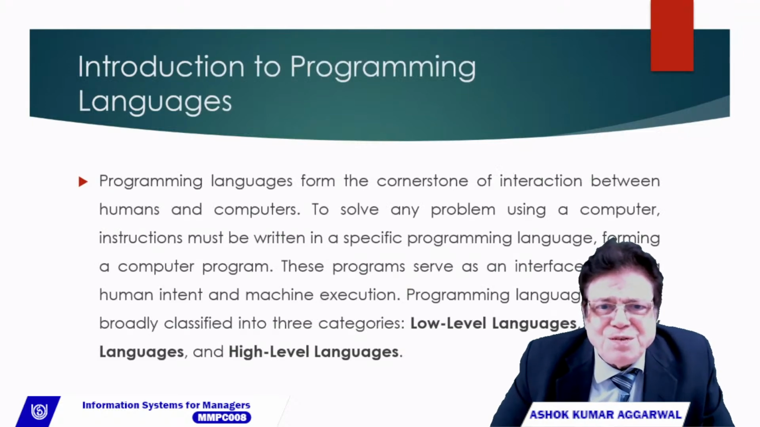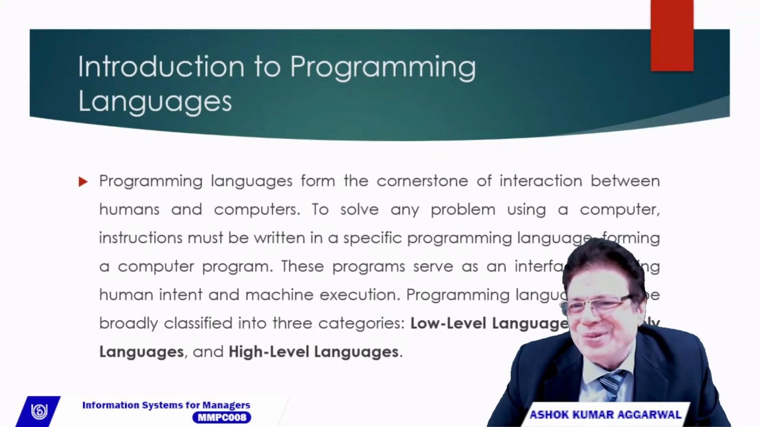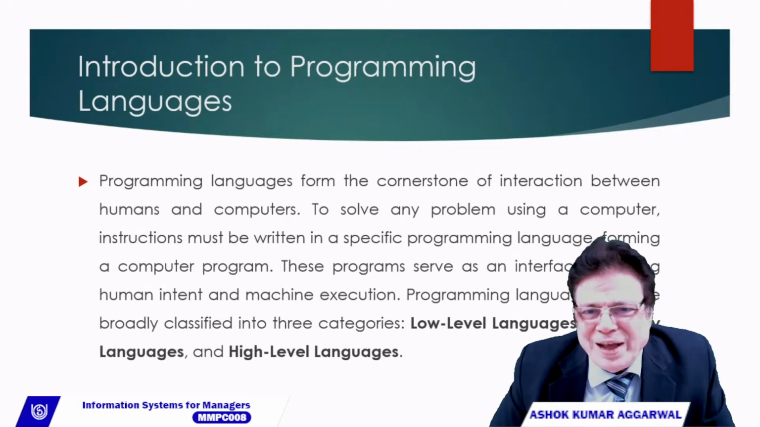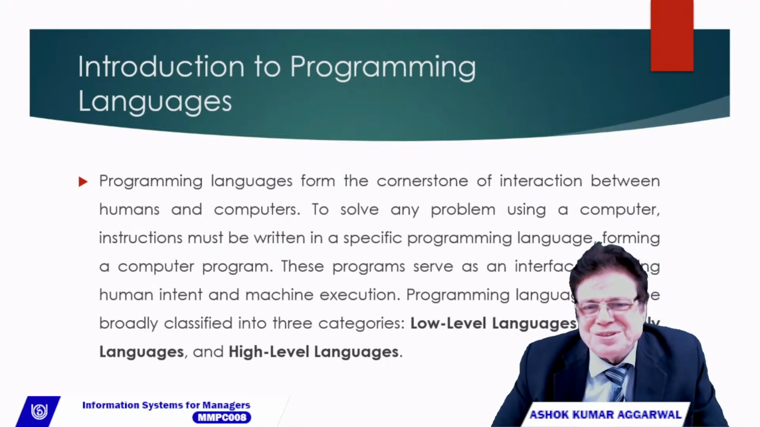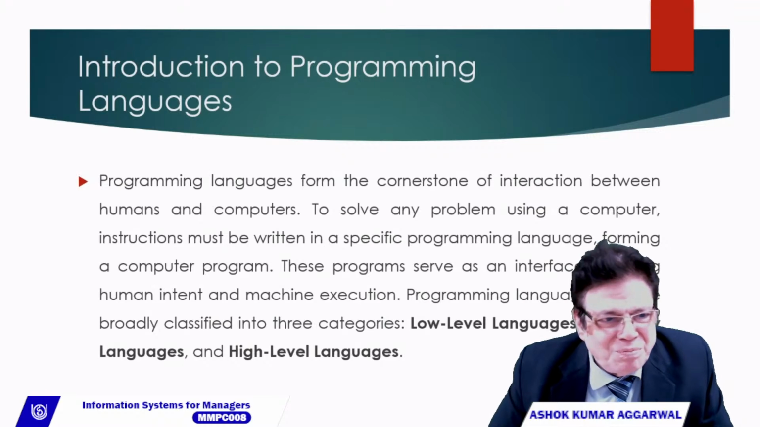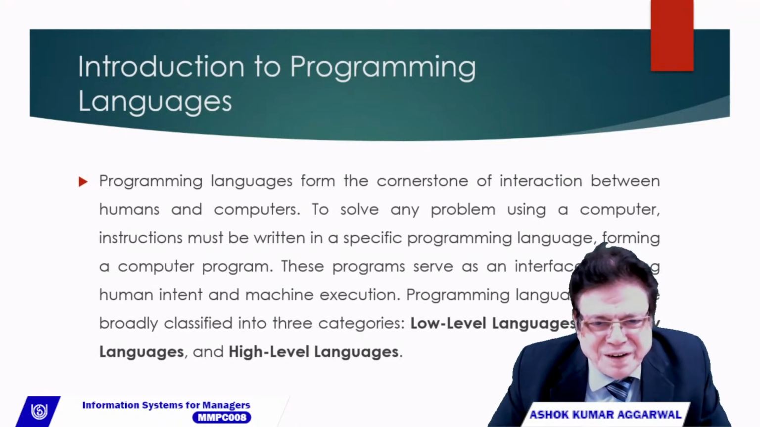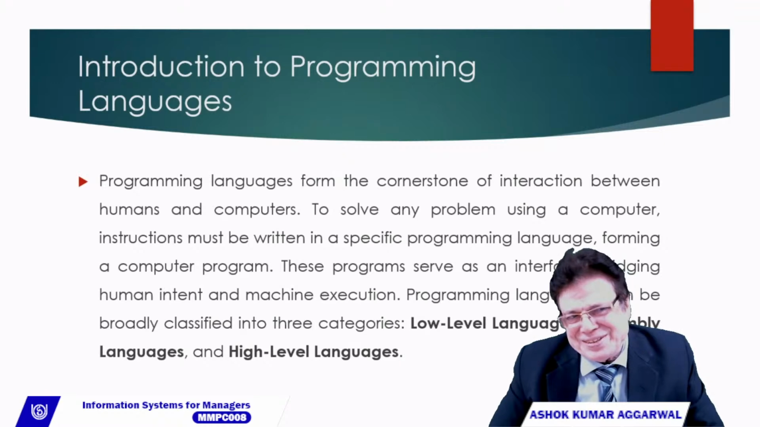Programming languages form the cornerstone of interaction between humans and computers. They are the link between humans and computers. To solve any problem using a computer, instructions must be written in a specific programming language, forming a computer program. These programs serve as an interface bridging human intent and machine execution. Programming languages can be broadly classified into 3 categories: low-level language, assembly language, and high-level languages.